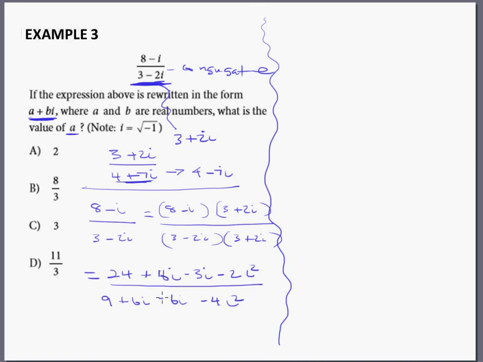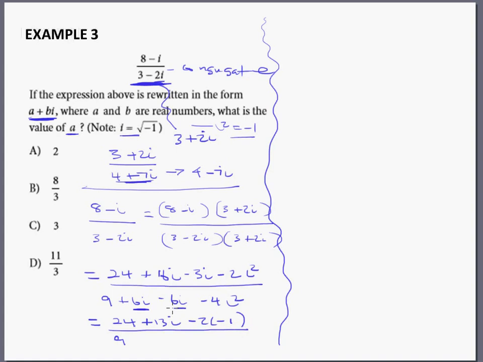Now, let's keep simplifying this. This is 24. 16i minus 3i will give me plus 13i. And this will give me minus 2 i squared. Remember, i squared, actually, let's write it. This is minus 2 times i squared, because i squared is equal to minus 1, as it was given to us here. If I square both sides, I get i squared is equal to minus 1 from here. So I can plug it in that way, and then that will be divided by 9.